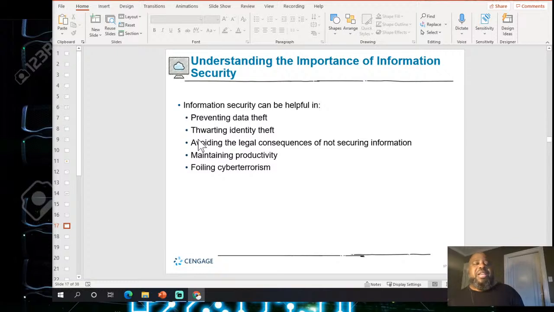Information security can be helpful in preventing data theft, thwarting identity theft, avoiding the legal consequences of not securing your information, maintaining productivity, and foiling cyber terrorism. So at a high level, that's what cybersecurity people do: prevent data theft, thwart identity theft, avoid legal consequences of not securing your data.